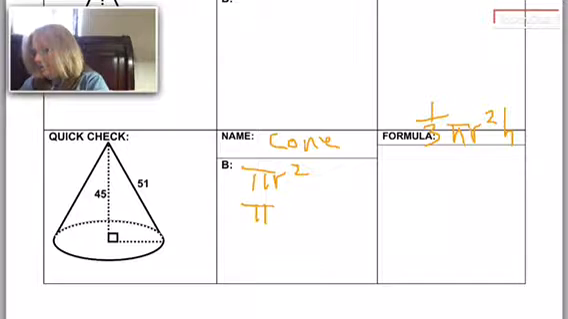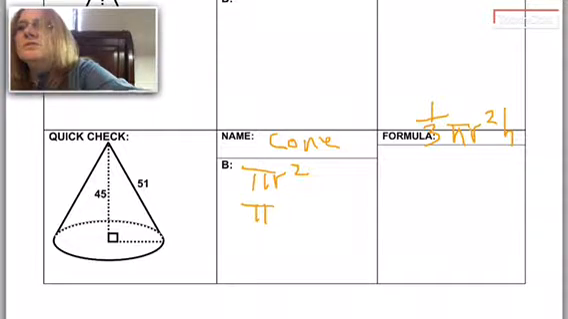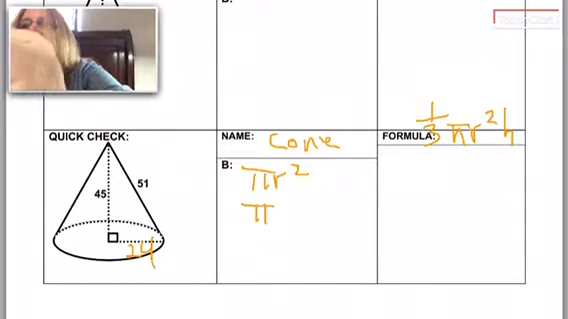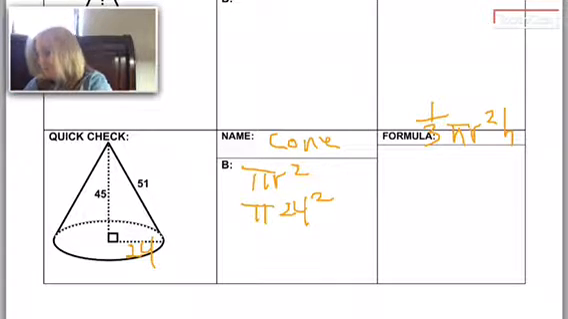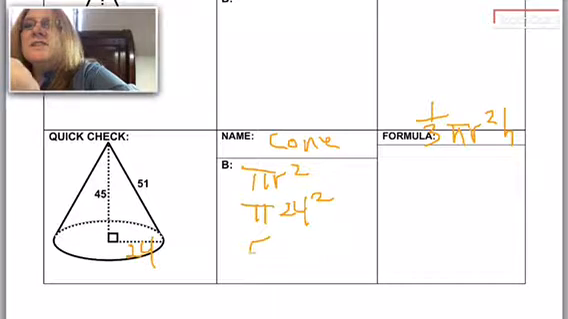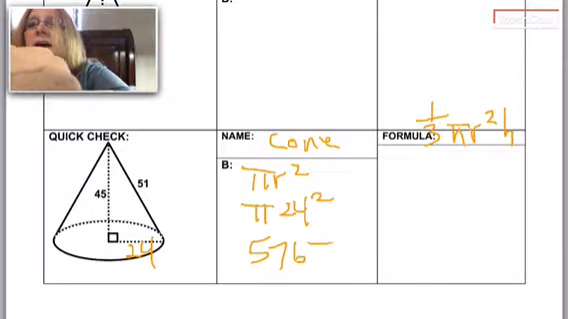I'm just going to do this one quickly. 51 squared minus 45 squared is 576. The square root of 576 is 24. So this is 24. So 24 squared, I believe, is 576. So this is 576 pi.